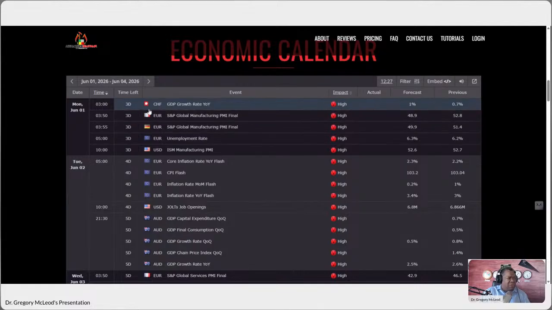High impact items. We have some Swiss data, growth rate, but let's focus on the bigger currencies, the euro. We have global manufacturing PMI expected to fall from 52.8 to 48.9.